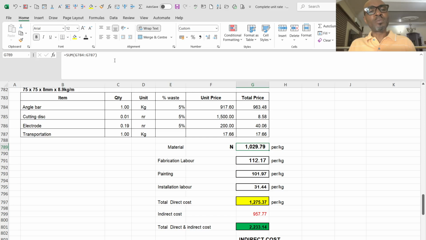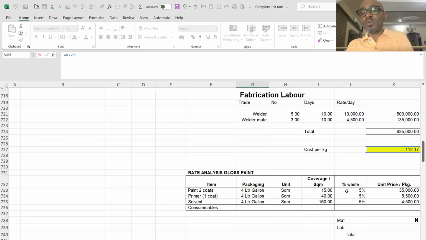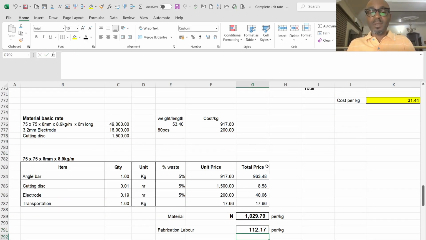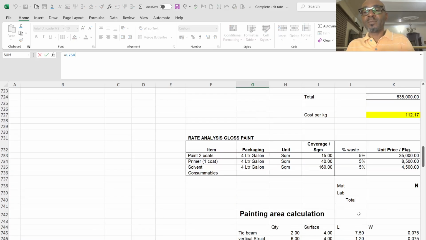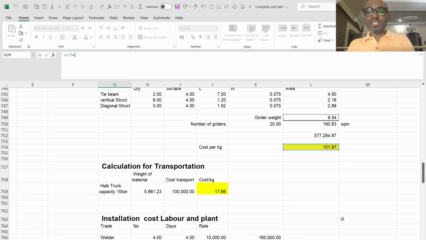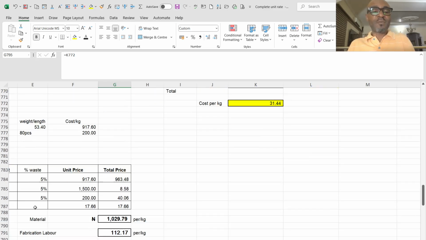If you sum the whole of this amount, you have your cost of material, which is 1,029 naira 79 kobo. Then of course our computation of labor cost for fabrication, 112. Then our cost for painting, which is 101 naira 97 kobo. Then our cost of installation, which is 31 naira 44 kobo.